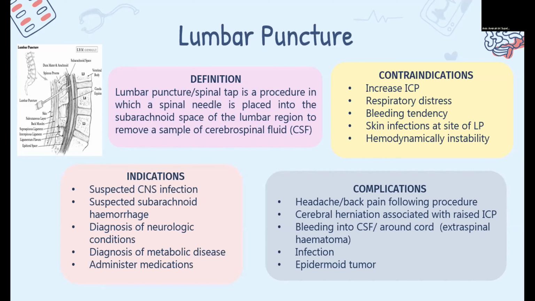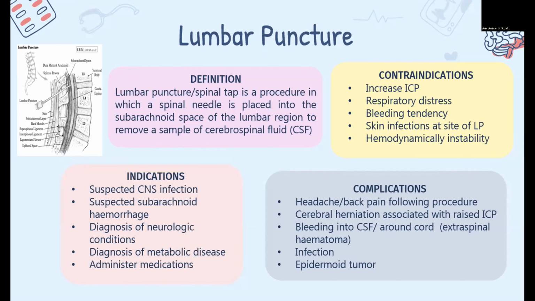Also suspected subarachnoid hemorrhage, in which if we do a CT scan and it produces a negative result, we need to do lumbar puncture. It also helps in the diagnosis of neurologic conditions such as Guillain-Barré syndrome and multiple sclerosis. We also do it in selected patients to investigate metabolic disorders, and to administer medications such as intrathecal chemotherapy for cancer patients.